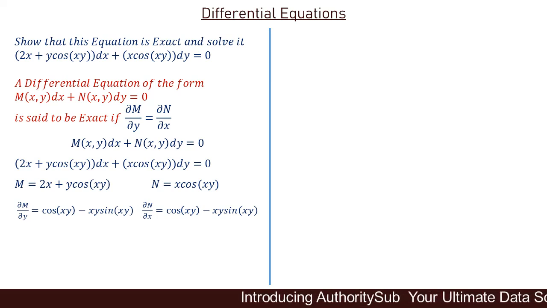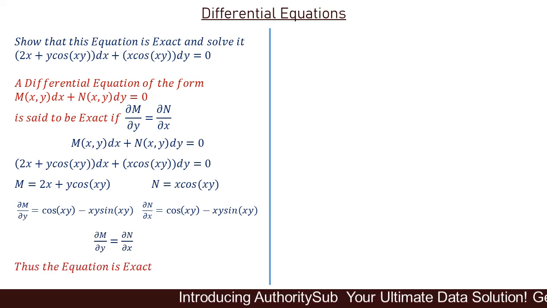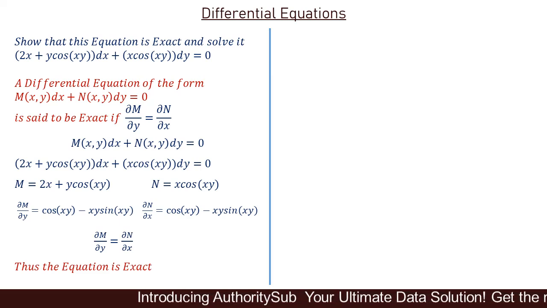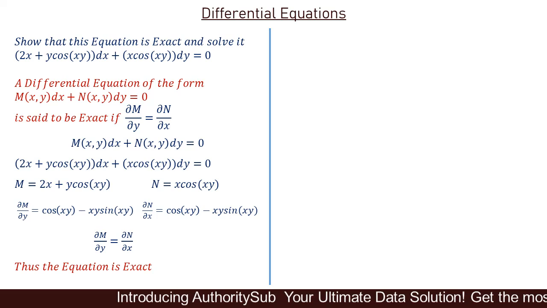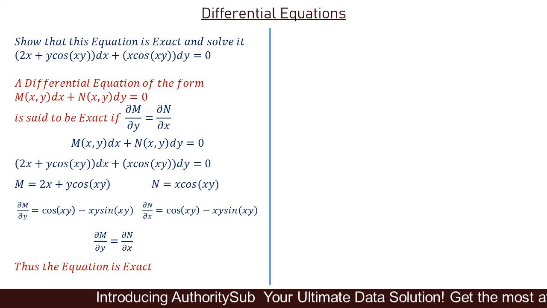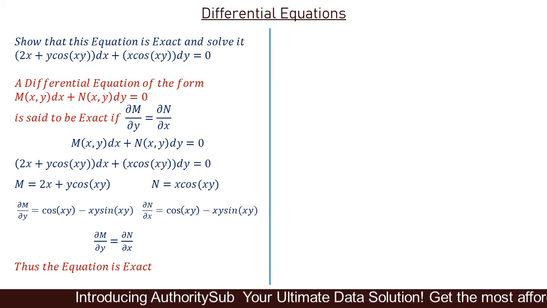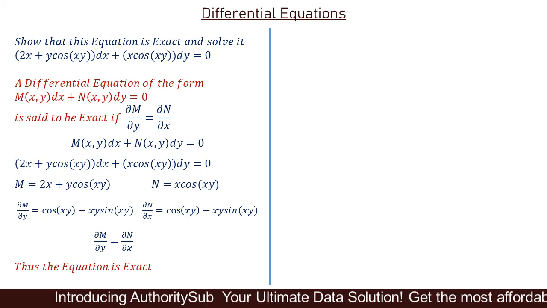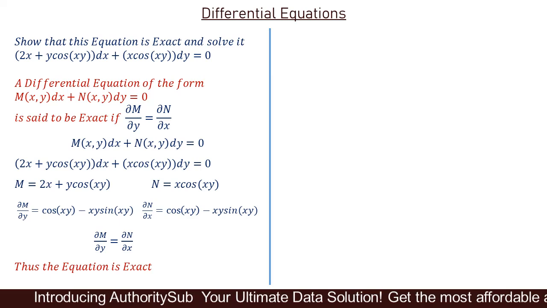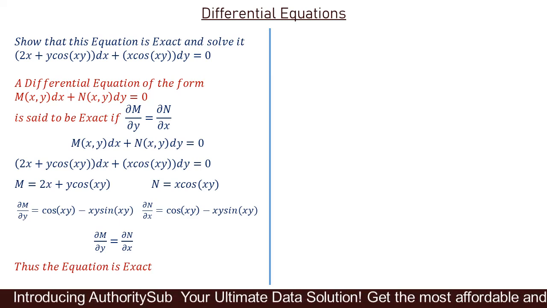Good. Now, looking at these two derivatives we have, we can see clearly that partial M over partial y is equal to partial N over partial x. Hello, we see that these two derivatives are equal. So we say that this equation is exact. So now let's go further and solve.